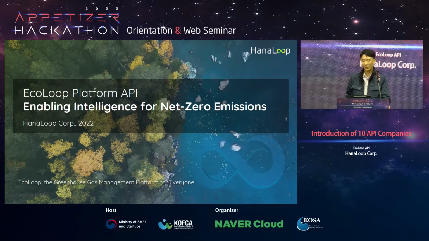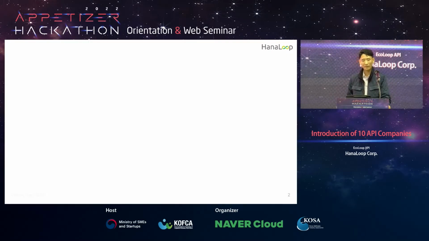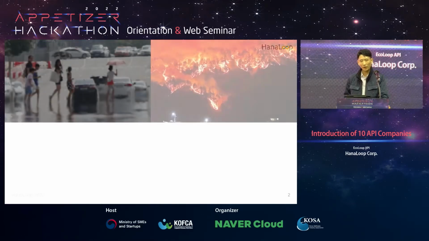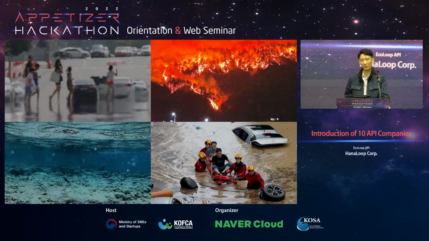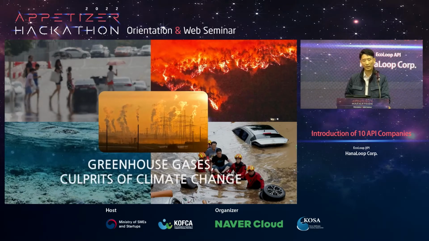Hello, I'm Young-Seok, co-founder and CTO of Hanaloop, the climate tech company, maker of Ecoloop. Scorching heat waves, devastating wildfires, floods with billions of dollars in damages, ocean acidification. These are some of the direct manifestations of climate change. Climate change is already disrupting the economy and society in general, and greenhouse gases are the culprits.